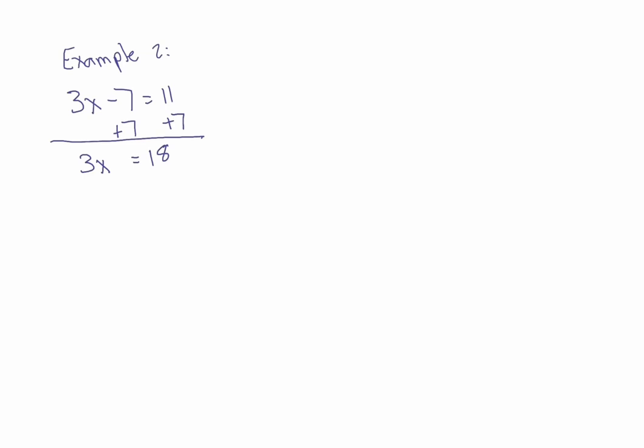Now again, since the 3 and the x are bound by multiplication, we're going to divide them both by 3. When we divide the left side by 3, they cancel out and we just get an x. On the right side, we're going to do 18 divided by 3 and get 6. So this solution is x equals 6. Now let's look at linear inequalities.